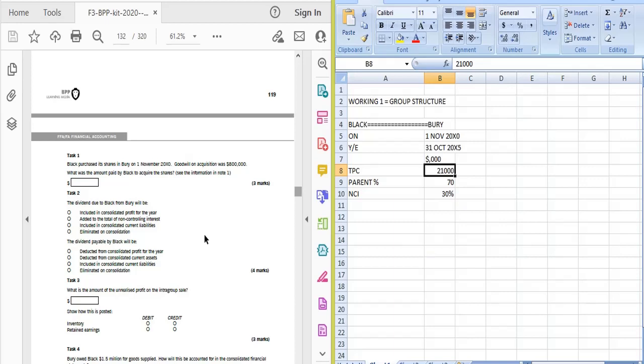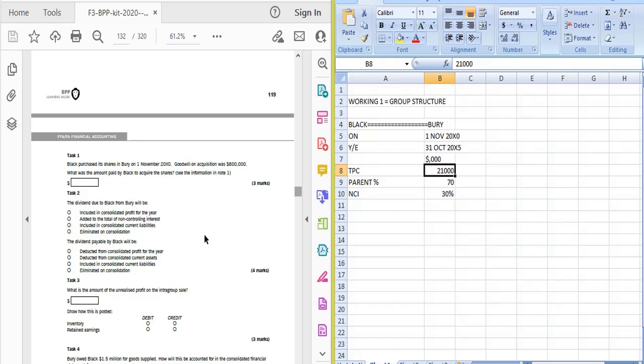Task 2: the dividend due to Black from Bury will be... Any kind of intra-group transaction, whether it's dividend, interest paid, or any purchase or sales between the parent and subsidiary, should be eliminated while preparing the consolidated financial statements. So we can easily figure out the option. Included in the consolidated profit for the year? No. Added to the total of non-controlling interest? No. Included in the consolidated current liability? No. Eliminated on consolidation? Yes, we need to eliminate all kinds of intra-group transactions between parent and subsidiary.